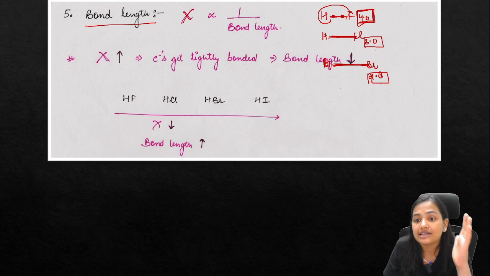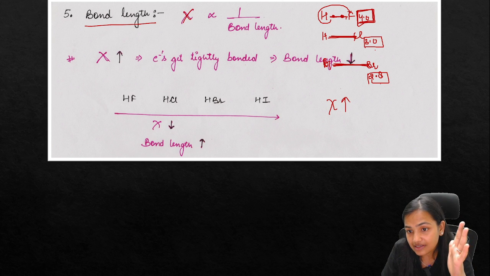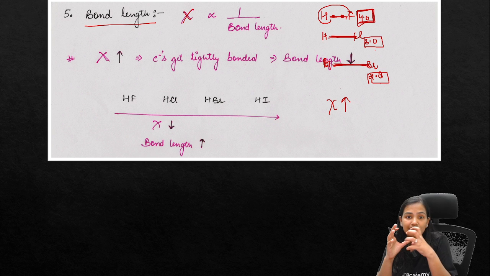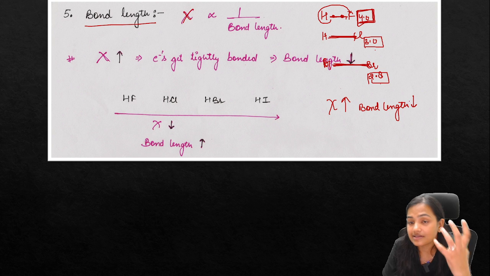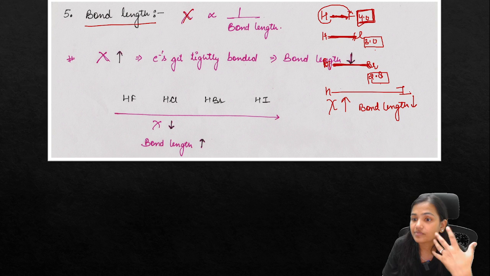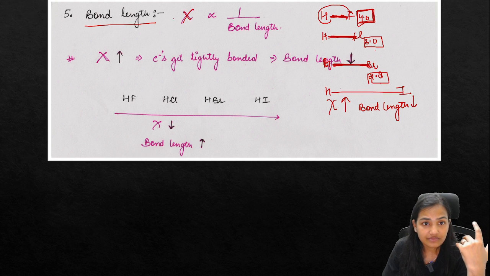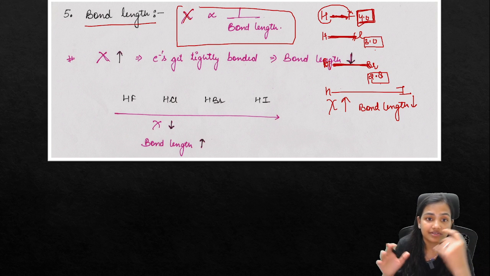So we can say that as the electronegativity increases, the electron gets more tightly bonded, and therefore the bond length decreases. Okay, that's why HF is smaller in size, HCl is quite bigger, HBr is bigger, and HI is bigger still. So this is what we learn from this section.